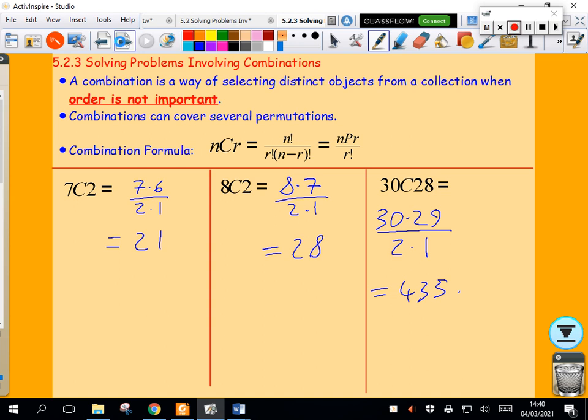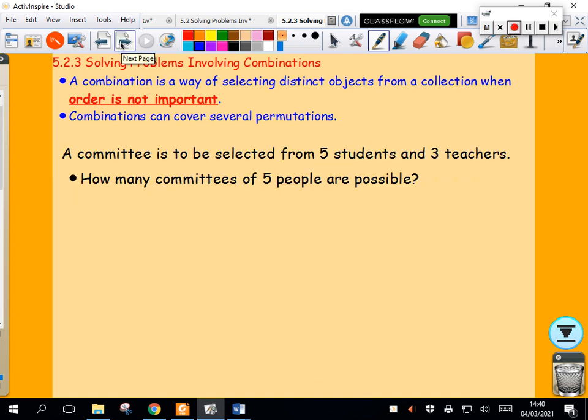So let's look at putting that into a kind of a word problem. A committee is to be selected from 5 students and 3 teachers. How many committees of 5 people are possible? Again, the order is not important.